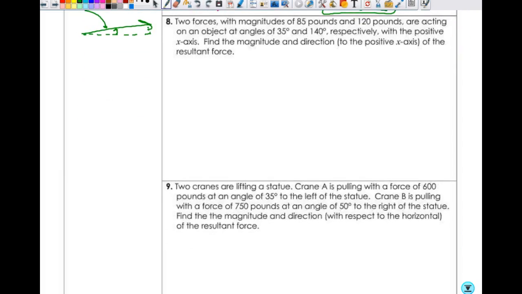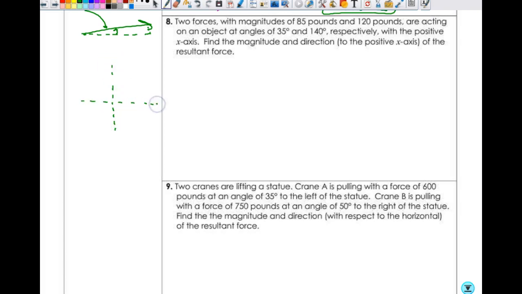All right, so two forces with magnitudes of 85 pounds and 120 pounds are acting on an object at angles of 35 degrees and 140 degrees respectively. Up there I drew them where they were touching so you could see the triangle. You don't have to do that every time. If you can just get them drawn so you can think through the angles, they don't have to always look like that. So I'm going to do this a little bit differently. You can do them however you want.